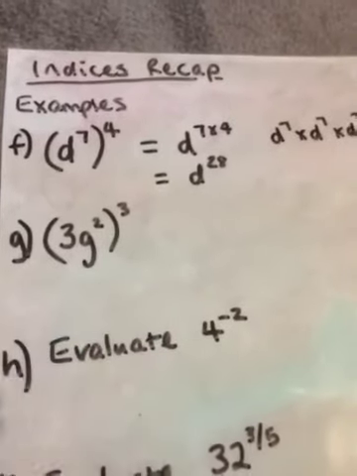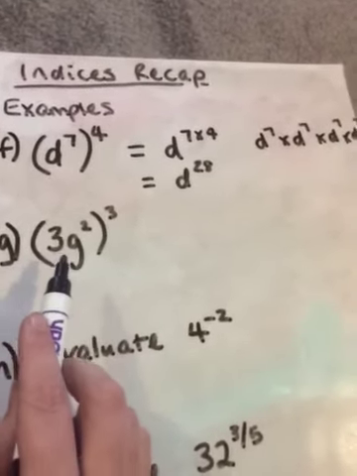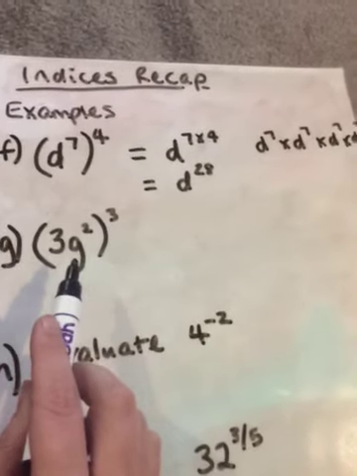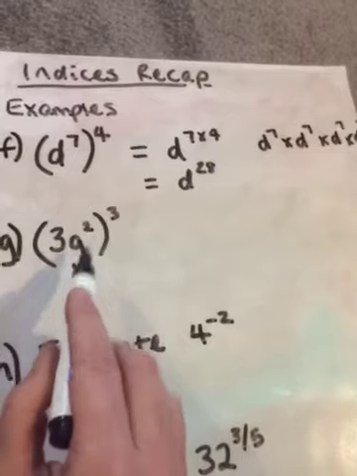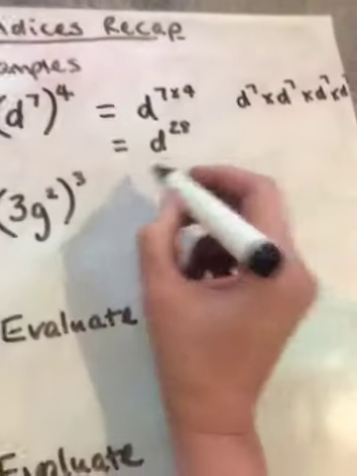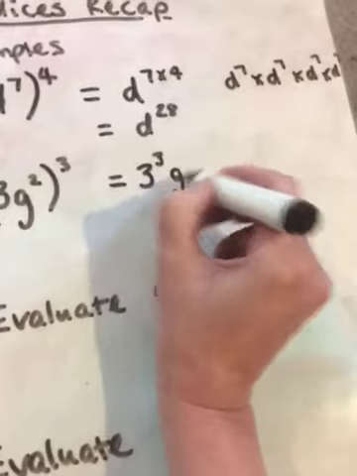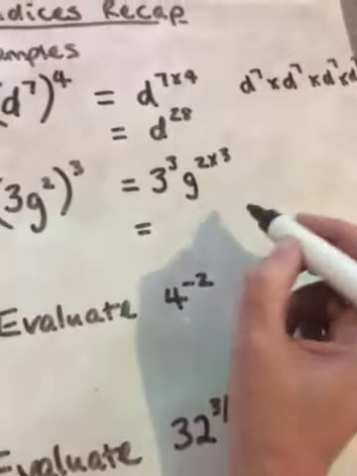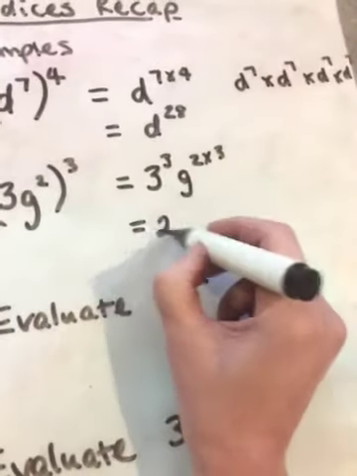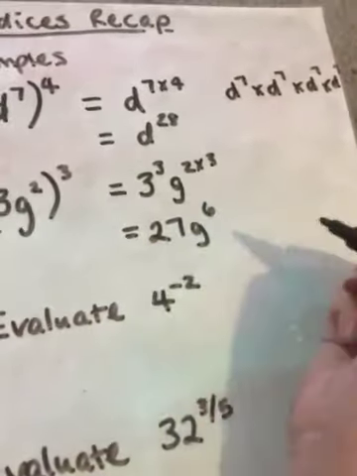Now the second example here is asking us to also think about the fact we've got a coefficient of 3 with the g squared inside the bracket. So we have to cube the 3 as well as the g squared. So my lines of working are going to be 3 cubed and g to the 2 times 3. Now I know that 3 cubed is 3 times 3 times 3, which is 27, and that g to the 2 times 3 is g to the 6.